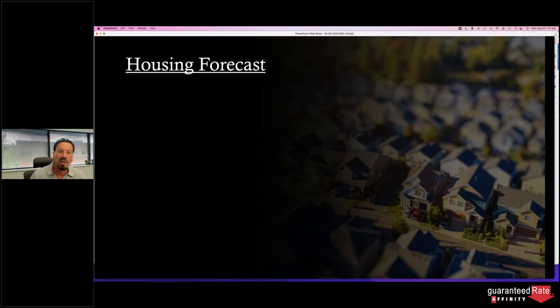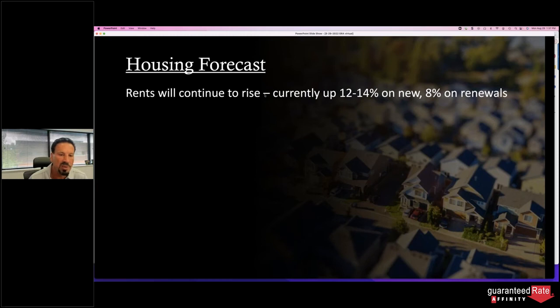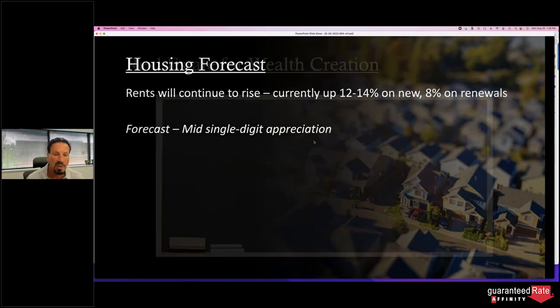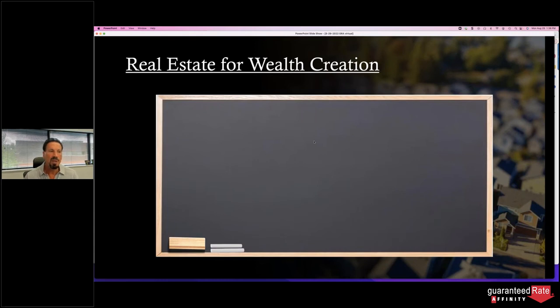Now, what's our forecast? Well, our forecast is that rents are going to continue to rise. And they're currently going up 12 to 14% on new leases and 8% on renewals. And you are probably seeing this and experiencing this firsthand. But what about real estate? Our forecast is mid-single digit appreciation. Now, is that bad? I know we've been getting 16%, 18%, 20%. So would 4% be a bad thing? Well, let's see why people create so much wealth with real estate. So let's take a look at this together.